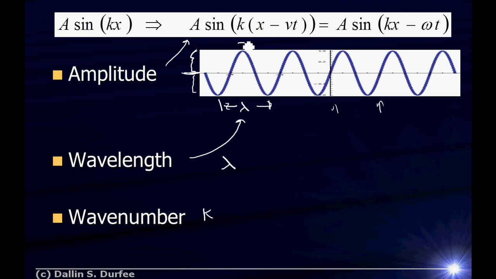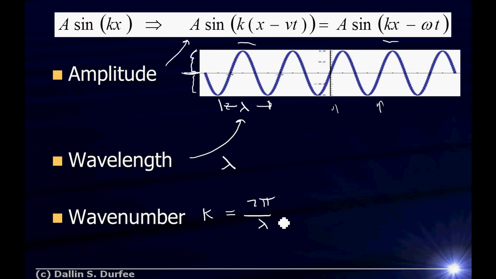K is up here. You see K right here and here. K is what we call the wave number, and the wave number is just 2 pi divided by the wavelength. It basically says, how far does x have to go before my sine wave repeats? Well, a sine wave repeats every 2 pi radians.